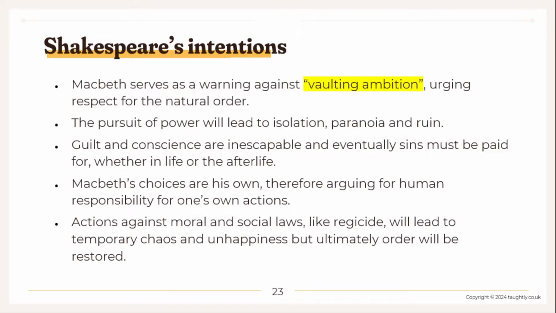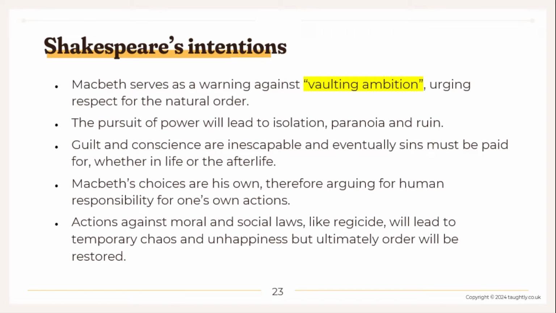So remember, Macbeth talks about his vaulting ambition, his ambition that jumps too high and overleaps itself. So don't get too ambitious, respect the natural order. The pursuit of power will lead to isolation, paranoia and ruin. Guilt and conscience are inescapable, and eventually all sins must be paid for, whether in life or the afterlife.